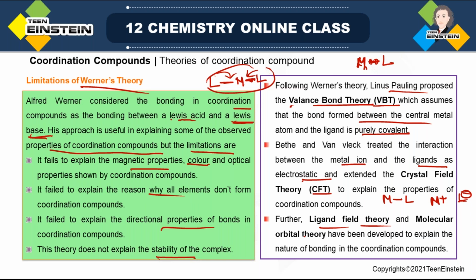But remember, if it is asked which theory can overcome the limitations of CFT, then it is these two most modern theories, LFT and molecular orbital theory. They have been developed to explain the nature of bonding in coordination compounds. But in this chapter, we will basically focus on VBT and after that CFT, that is crystal field theory. Okay, so is there any doubt?